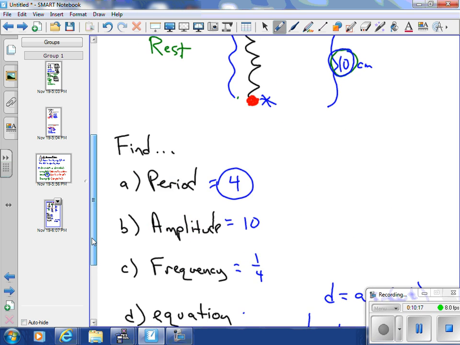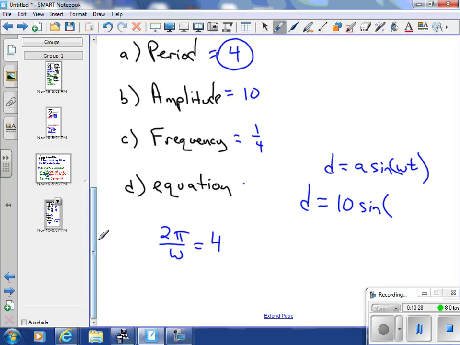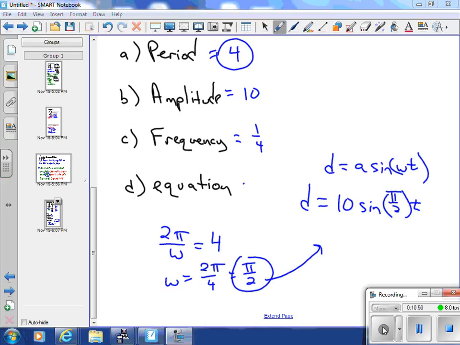So I'm going to set those two things equal. 2 pi over W is equal to the period, which is going to be 4. So if I rearrange this, and I solve this for W, I get 2 pi divided by 4, which is pi over 2. So that is what goes in that parentheses in front of the t. So pi over 2 times t.